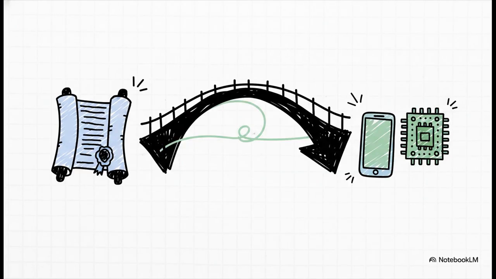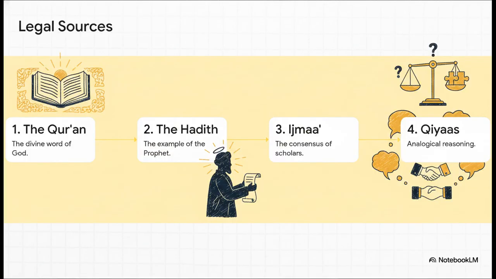But the question is still there. How do you take a 7th century text and apply it to a 21st century problem? Well, that's the job of something called Islamic jurisprudence, or fiqh. It's basically the methodology for deriving legal rulings. And the textbook lays out a clear 4-step process scholars use.